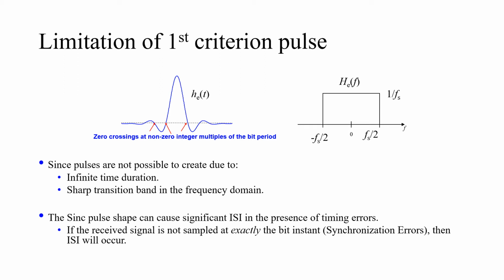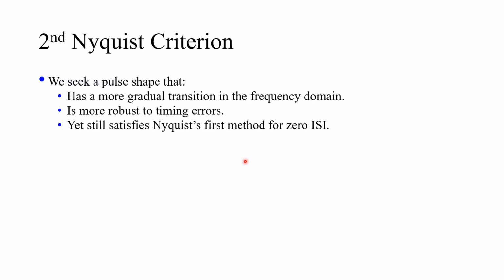So we are looking for a possible alternative. We are looking for a signal that produces a more gradual transition in the frequency domain instead of the sharp cut, and a signal that is more robust to timing errors, but still satisfies the Nyquist first criterion. The raised cosine signal is such a signal that we found as an alternative for the sinc function.